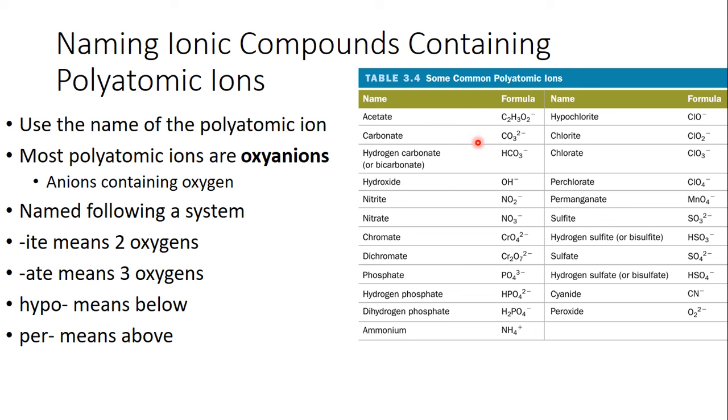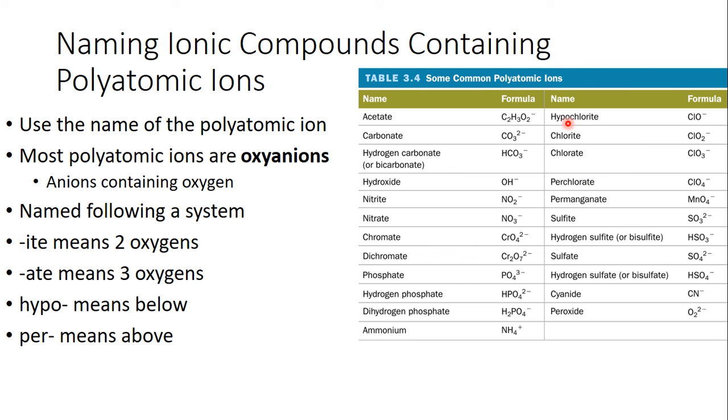So what I would recommend is actually to make flashcards that have the name on one side and the formula on the other side, because you are going to be expected to know this. You're going to be expected to know OH- is hydroxide. Let's look at some of the polyatomic ions made of the same type of atoms. For hypochlorite, chlorite, chlorate, perchlorate. So these follow a pattern.